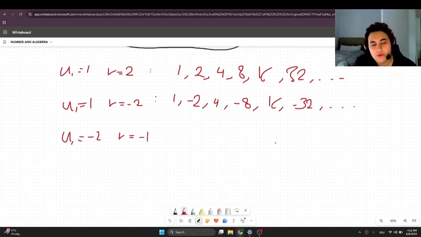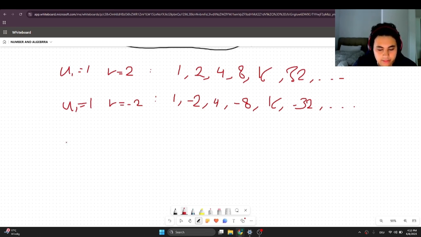Then, of course, you're going to be alternating. You're going to start with a negative number, but then you're going to go to a positive one. So negative 2 times negative 1 is 2, and then 2 times negative 1 is negative 2. This is a really dumb sequence, but that's that.